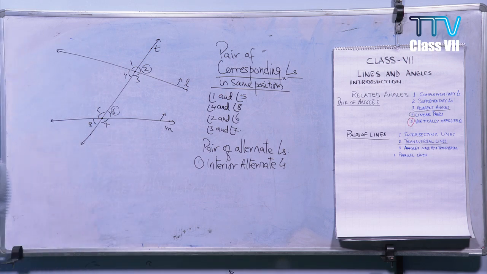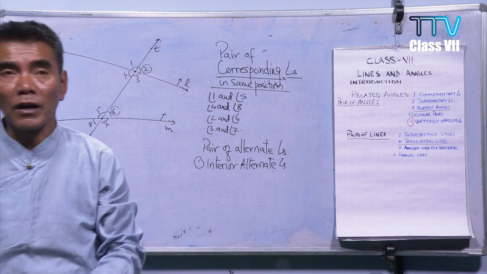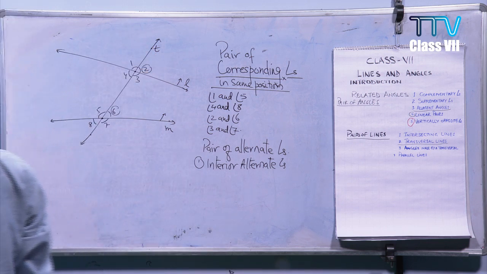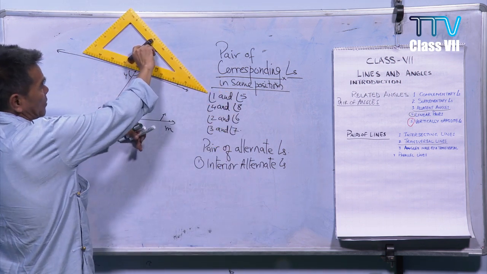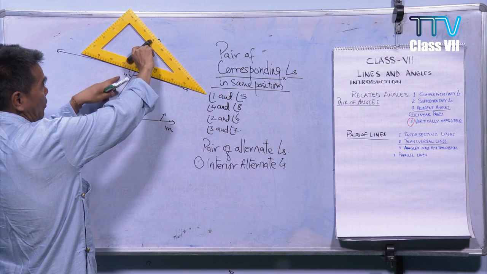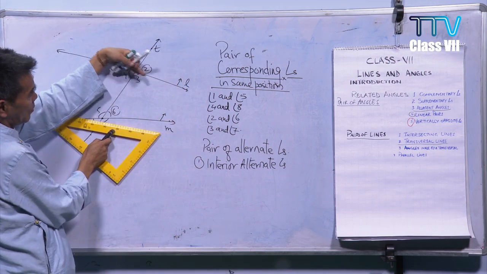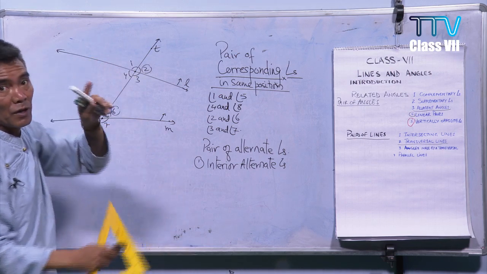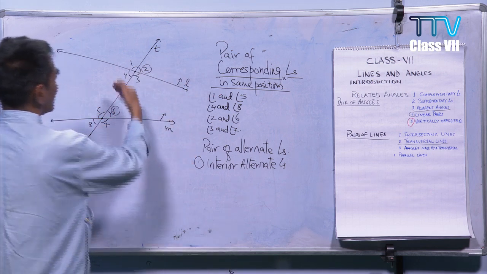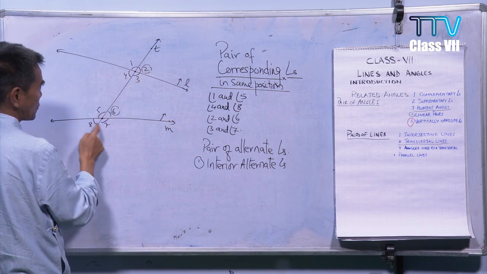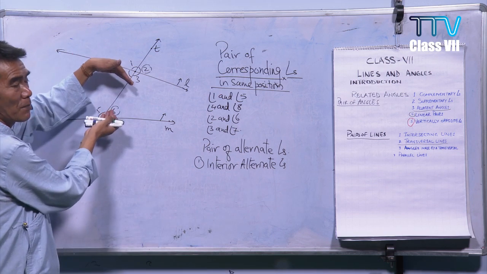Interior angles are the angles inside, between the two lines L and M: that is, angles 4, 3, 6, 5. The angles outside the lines, 1, 2, 8, 7, are exterior angles.